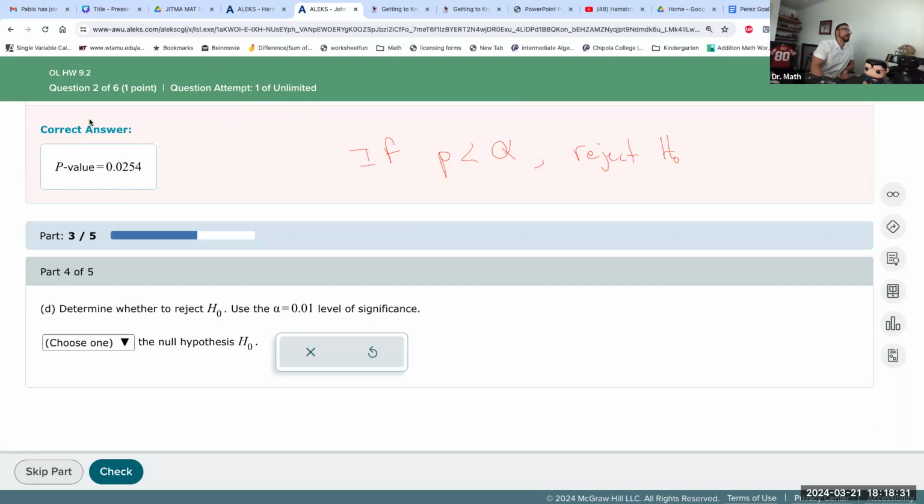Right. And then as Dulce said in class, vice versa. So if P is greater than alpha, then you don't reject H naught.